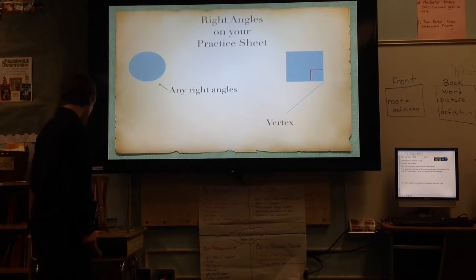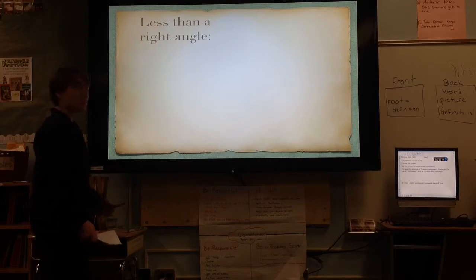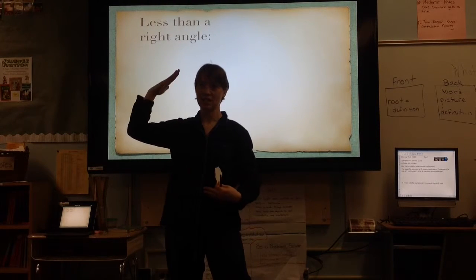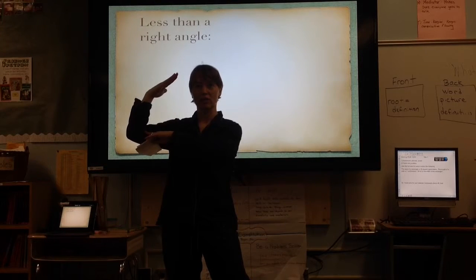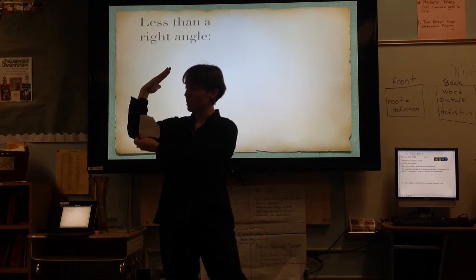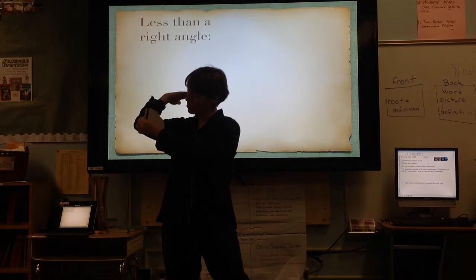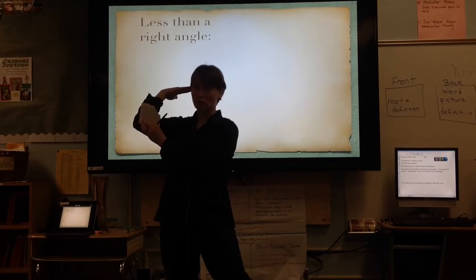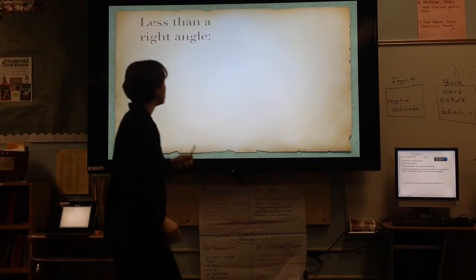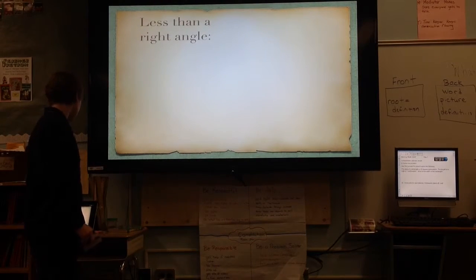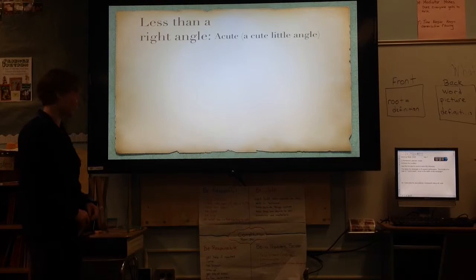Now, if something is less than a right angle, it means it's smaller than a right angle. So if I were to put my right angle up here, there's a little bit of an overlap. If we put it up straight, there's a little bit of an overlap. So it's less than a right angle, it's called an acute angle, or a cute little angle.